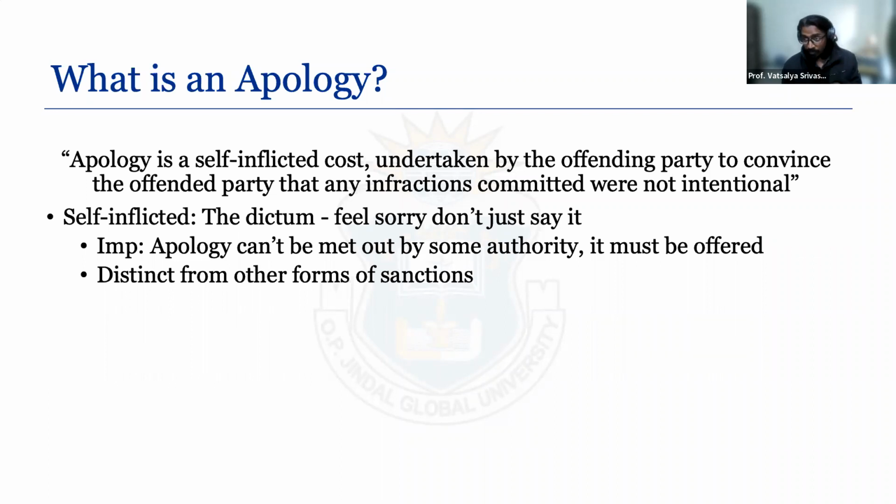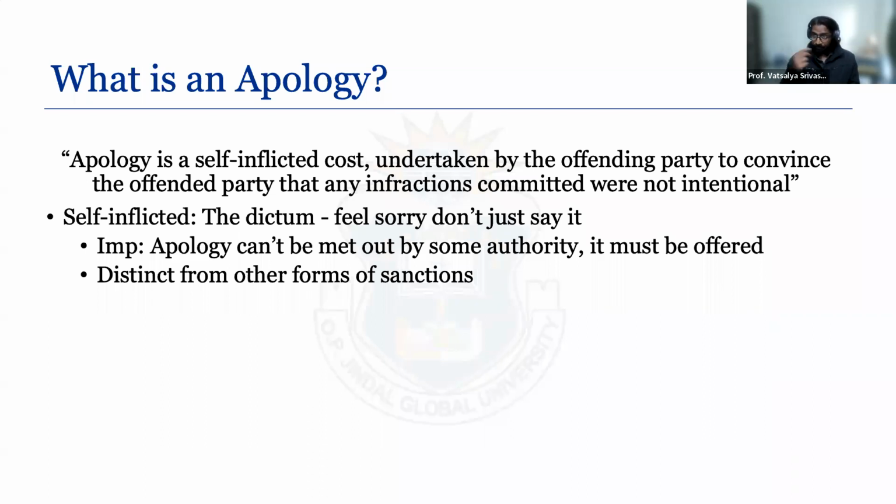So you remember when you were children, your parents would tell you, don't just say sorry, feel it, because feeling it is the cost that you impose on yourself. What is important is that this means that an apology cannot be meted out by some authority. So if somebody screams at you, say sorry to me, everybody knows that that's not a real apology, and we don't take it too seriously. A sincere or a genuine apology has to be offered by the person who committed the mistake.